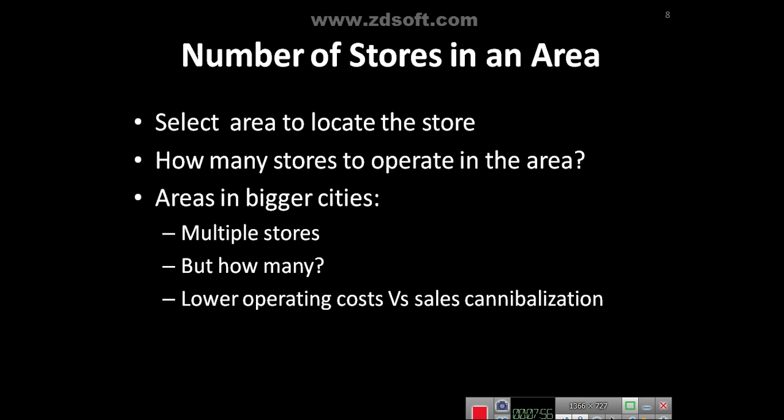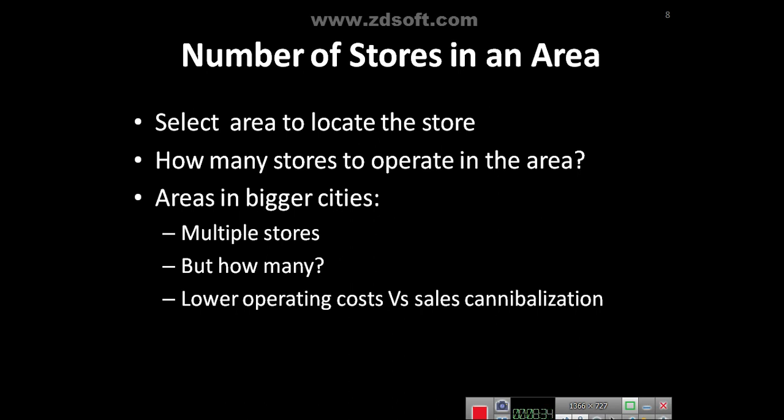So one among them is the number of stores in an area. First the company selects an area to locate the store. For example, it may be a freestanding location or an inner city location, and within that again a residential area, central business district, or a shopping center. After selecting a location, the company needs to select a site. Now we are talking about the area surrounding the site.